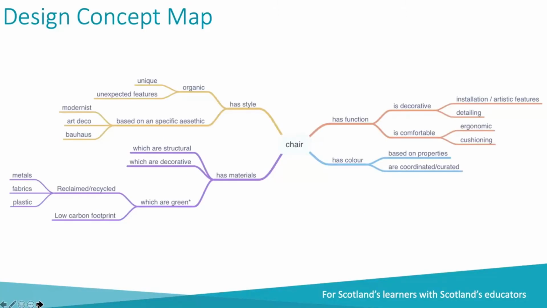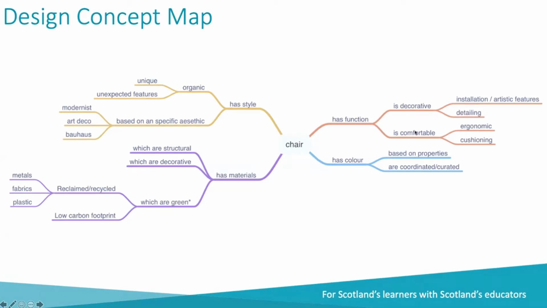So I mentioned design concept map. So if you're not familiar, I thought this would be a handy one to do. So this was one for a chair. So I thought about a chair, and then I looked at what it has, what it needs, and what it is. So a chair has function, and that's identified up in this orange section, and it can have two functions.